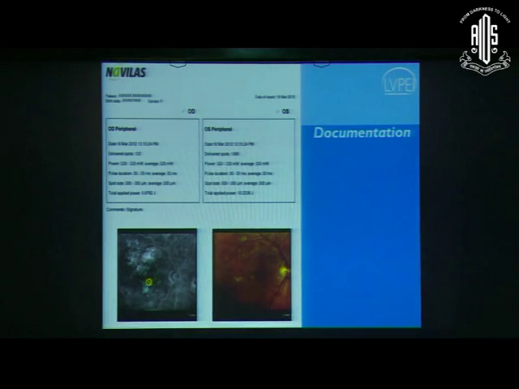The beauty of Navilas is that whichever treatment you are doing, at the end of it you get a documented report like this, in which you can see the laser parameters used and where exactly you did the laser. This is very useful information, especially nowadays when we are moving towards sub-threshold laser. We really don't know where we have done the laser in sub-threshold, but if you look at the report, you will know where exactly you performed the laser last time.